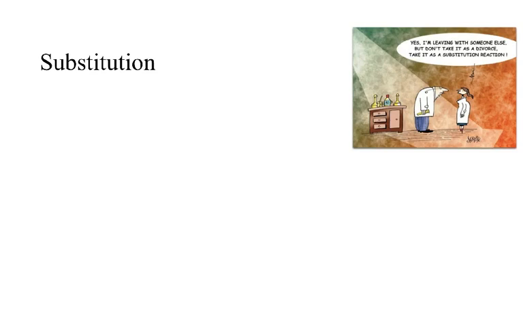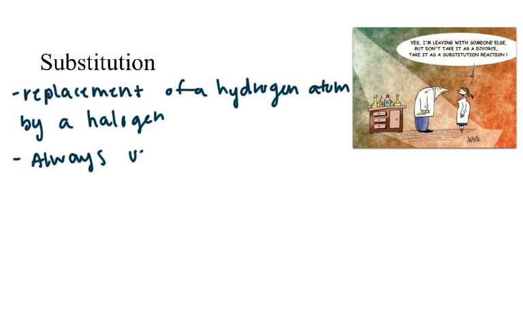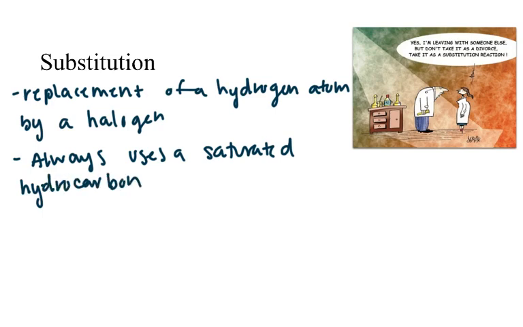So this is the replacement of a hydrogen atom by a halogen. Remember our halides? This is how our halides form. Hydrogen atom by a halogen. It is always in a saturated hydrocarbon, so no alkenes or alkynes. It's going to be with alkanes. Always uses a saturated hydrocarbon. And let's look at our example.